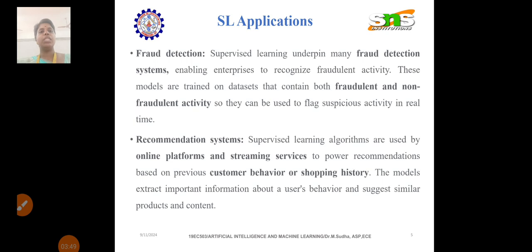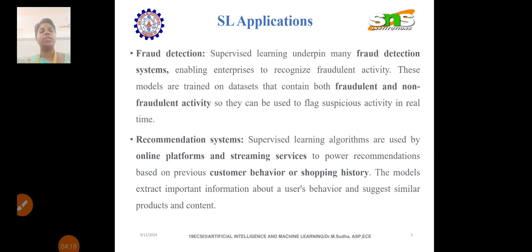And come to fraud detection. Supervised learning underpins many fraud detection systems, enabling enterprises to recognize fraudulent pattern activity. These models are trained on data sets that contain both fraudulent and non-fraudulent activity, so they can be used to flag suspicious activity in real time. So this is how fraud detection takes place under supervised learning.